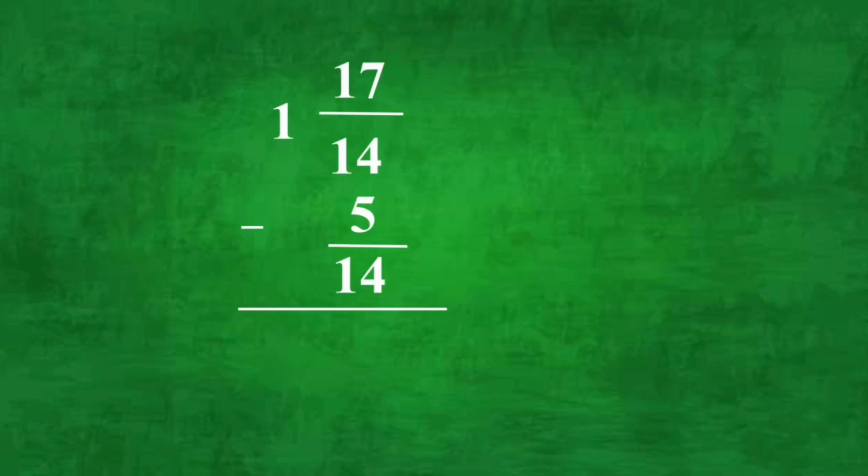Then rewrite the problem. 1 and 17 over 14 minus 5 over 14. Bring down the whole number 1, then 17 minus 5 is equal to 12 over 14. Our answer is 1 and 9 over 14.